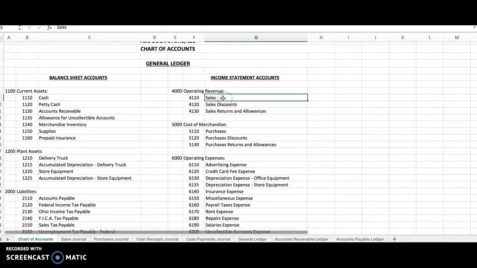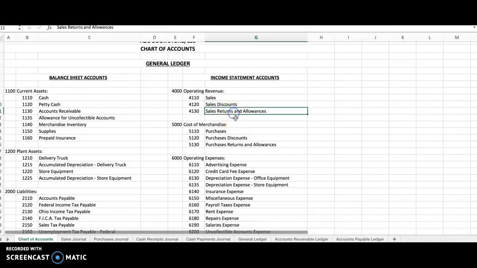So we have sales, the revenue account. We had sales discounts before. This, as you know, represents a discount in what we charge the customer if he or she pays us early. So we may give a 2% discount if the customer pays within 10 days, for example. That's when this account is used.